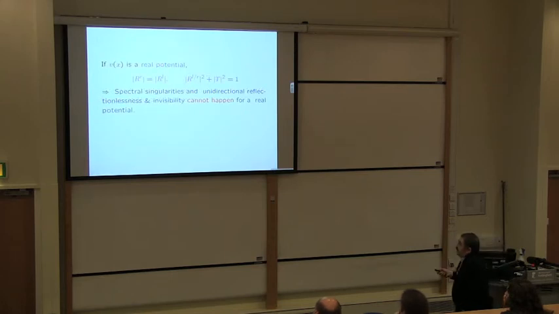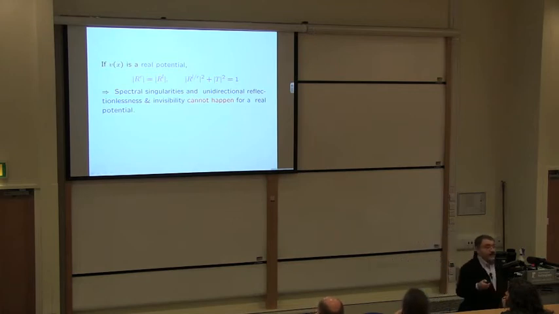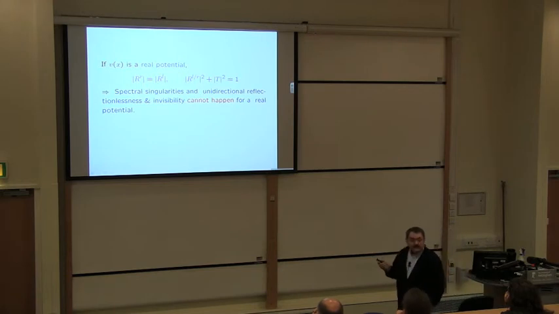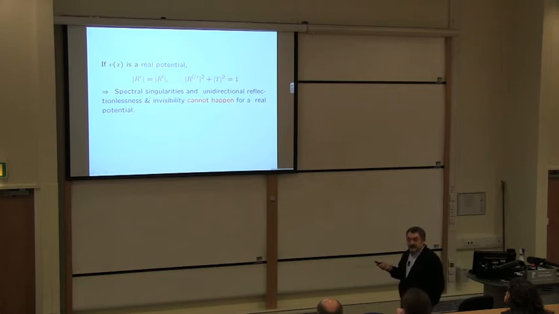Now, if the potential is real, you can show that the left and right reflection amplitudes must have the same modulus, absolute value. They can have different phases, and you have a unitarity relation. So this excludes unidirectional reflectionlessness and invisibility. This excludes spectral singularities because you see T and R cannot be infinite. They are bounded, less than 1. So all these effects need complex potentials.